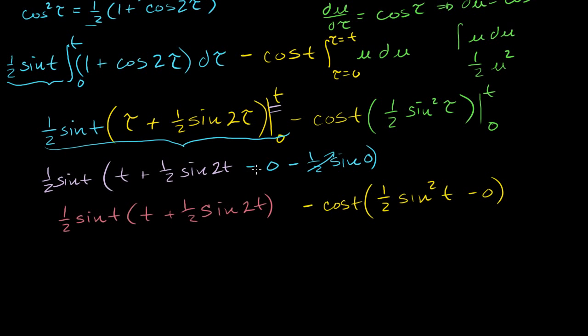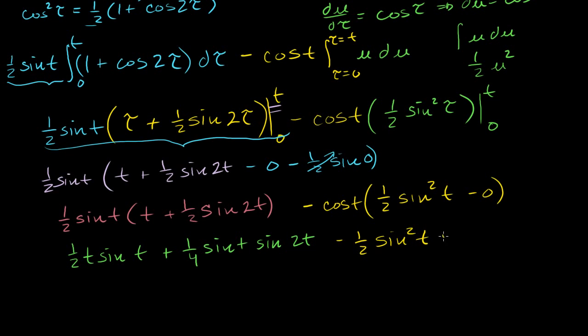So far, everything that we have written simplifies to, let me multiply it all out. So I have 1/2 t sine of t, right? I'm just multiplying those out, plus 1/4 sine of t sine of 2t. And then over here, I have minus 1/2 sine squared t times cosine of t, right? I just took the minus cosine t and multiplied it through here, and I got that.